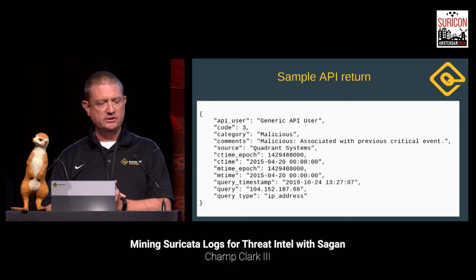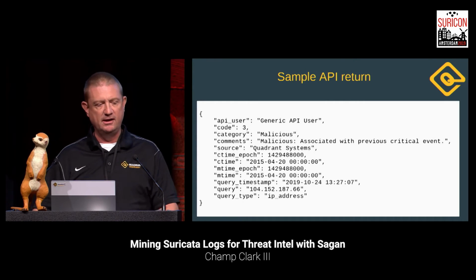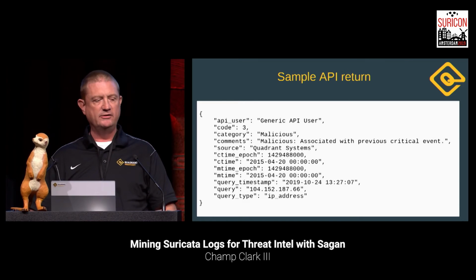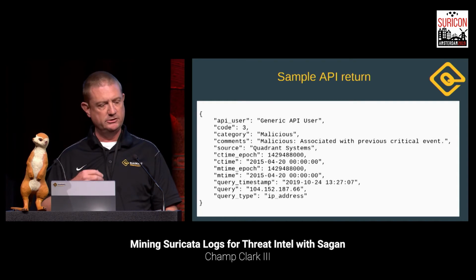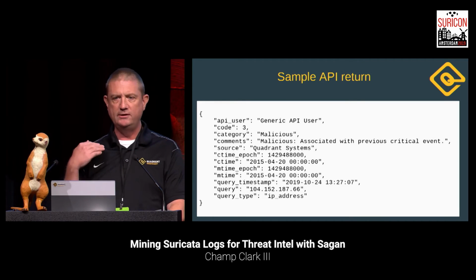And then if you notice, there's a C time and an M time. The C time is the creation date of the IOC, and the M time is actually the modification date. And it comes up a little bit later, as you could probably guess. The C time is never altered. The M time, when we see certain IOCs, we update that.